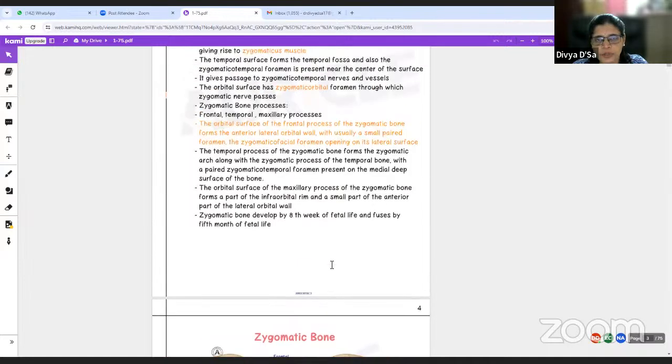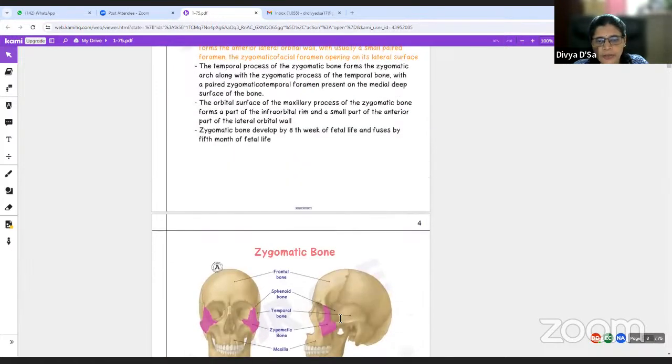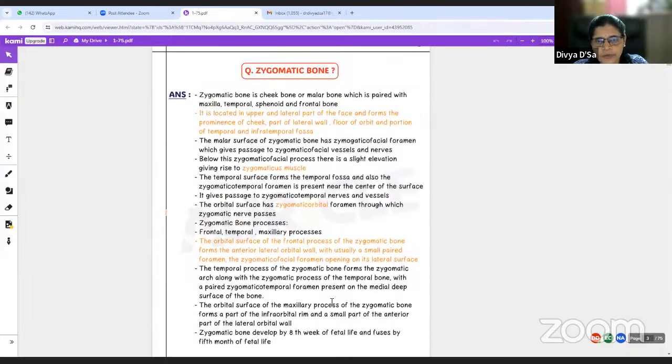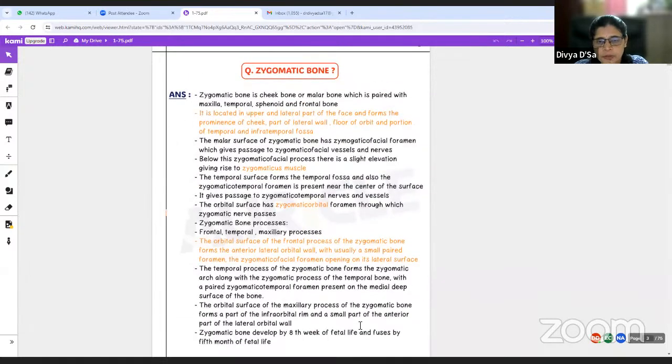Below will be the infratemporal fossa. The malar surface of the zygomatic bone has one foramen called the zygomaticofacial foramen. Here it will be present. It forms a path for the passage of zygomaticofacial vessels and nerves. Below it, there will be a slight elevation. This elevated portion will give rise to the zygomaticus major and zygomaticus minor muscles.